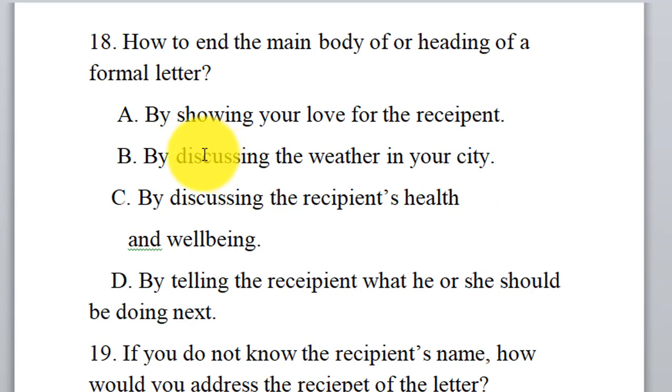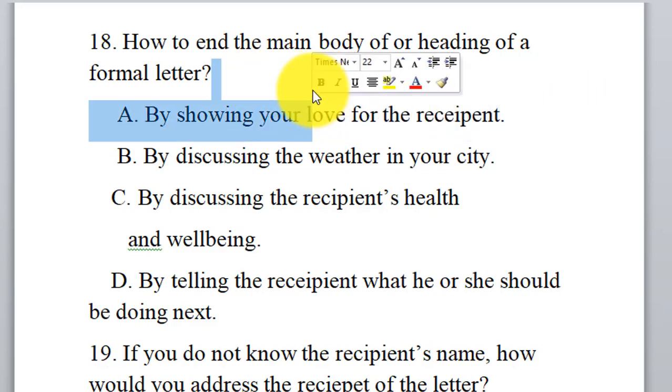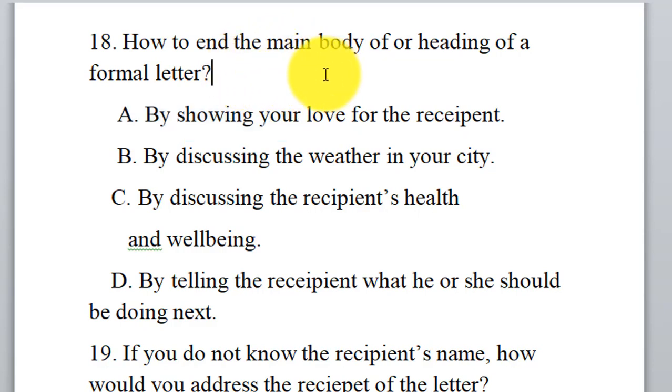How do you end the main body or heading of a formal letter? Look here, by showing your love for the recipient. ምንድነው እያለን ያለው? How do you end the main body of a formal letter? እንዴት ነው ኮንክሉድ የምናደርገው ነው የሚለን። አንድን ፎርማል ሌተር ለምሳሌ ሌተር ኦፍ አፕሊኬሽን ሊጽፍ ይችላል፣ ቢዝነስ ሌተር፣ ኦፊሻል ሌተር፣ ሌተር ኦፍ ኮንዶለንስ ሊሆን ይችላል። By showing your love for the recipient, yes, sense of love በማሳየት ነው። By discussing the weather in your city. It's not our business to discuss the weather because it is concerned in the body of the paragraph. By discussing the recipient's health and well-being, it is already written in the body of the paragraph.